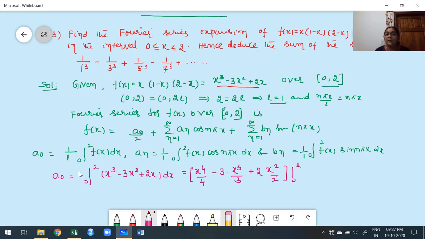Now, you don't apply upper limit minus lower limit. You go term by term: apply the upper limit, and simultaneously go for the lower limit. For 1 by 4, while applying the limit, keep the constant 1 by 4 outside. X to the power of 4 — what is x to the power of 4? It is 2 to the power of 4.